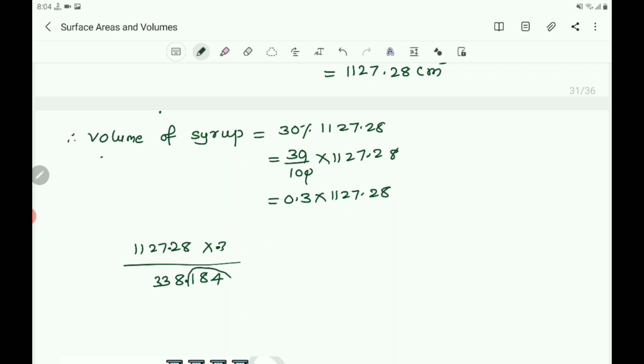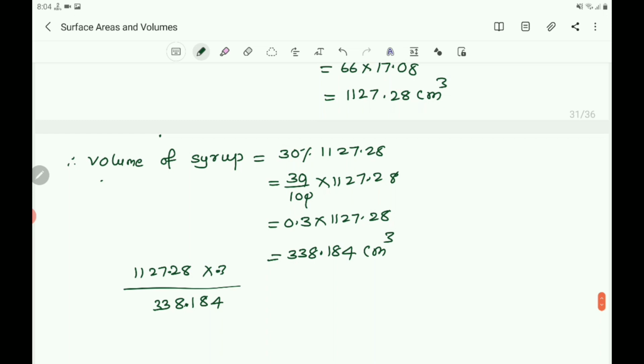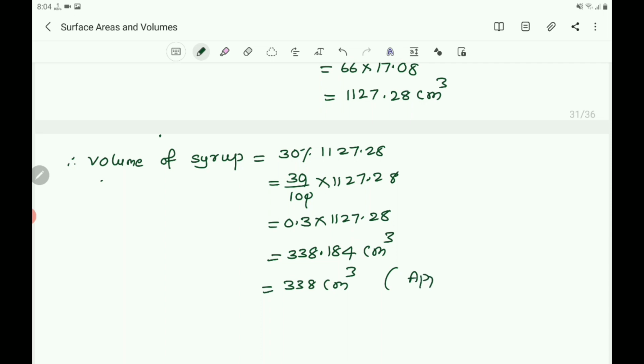The digits after the decimal point will be 3 digits here. This 2 digit plus this 1 digit becomes 3 digits. So put the decimal point here. After the decimal point there must be 3 digits. So you write that equals 338.184 cm cube. But here we have to find the approximate value. Approximate value means you can leave this because this is less than 500. So it becomes approximately 338 cm cube.